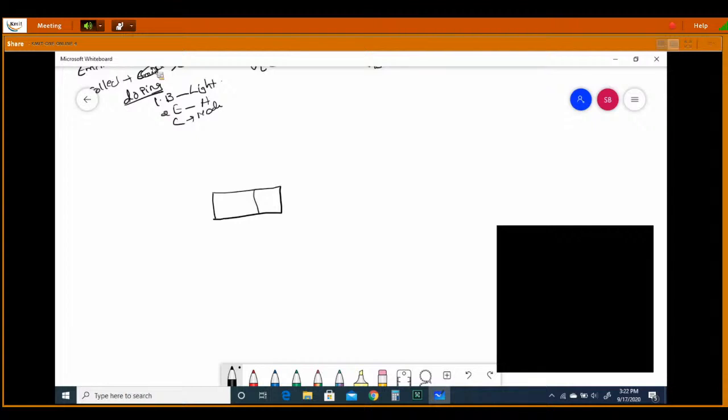Now this is my emitter and base. It is N region and P region. In the N region, the majority charge carriers are electrons. In the P region, the majority charge carriers are holes. Now you applied the forward bias at this junction. Now what is going to happen?